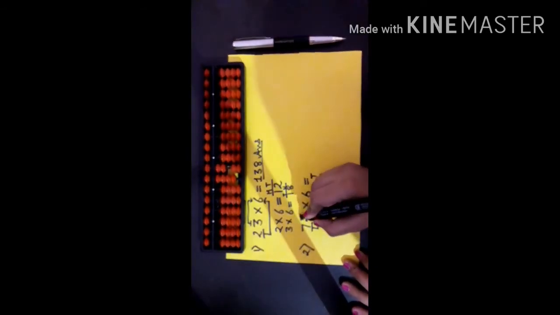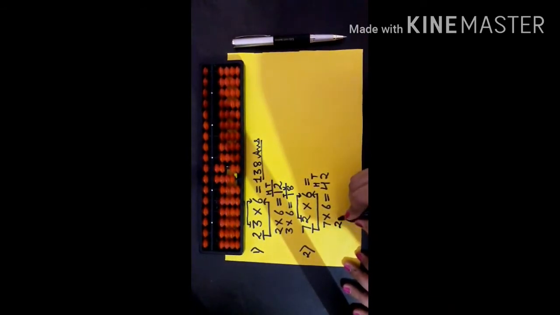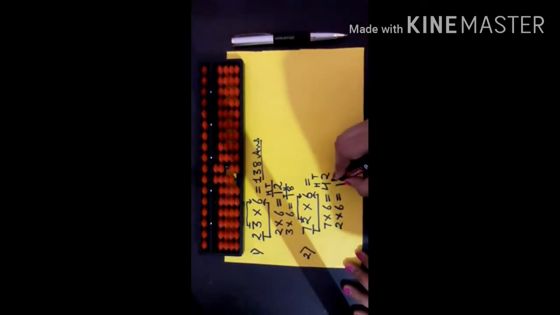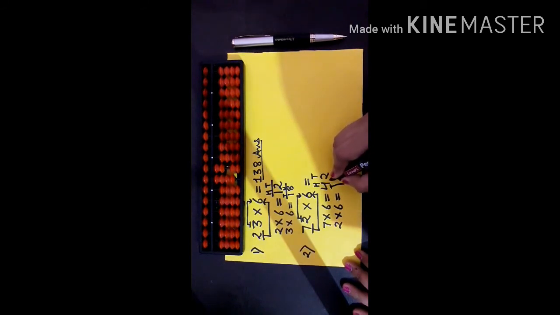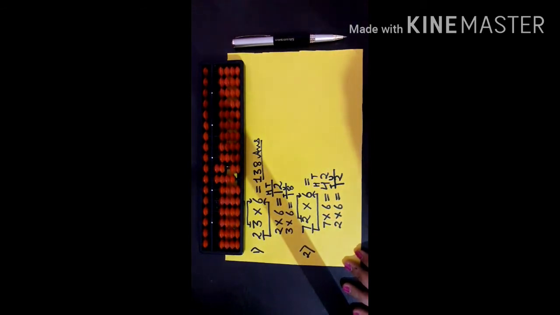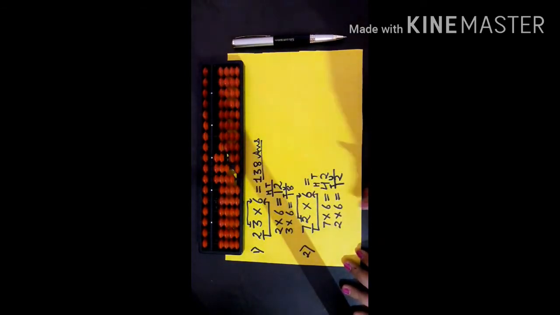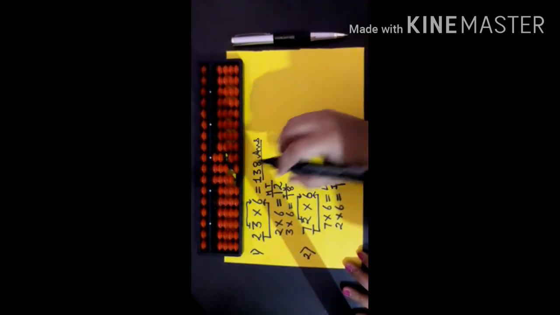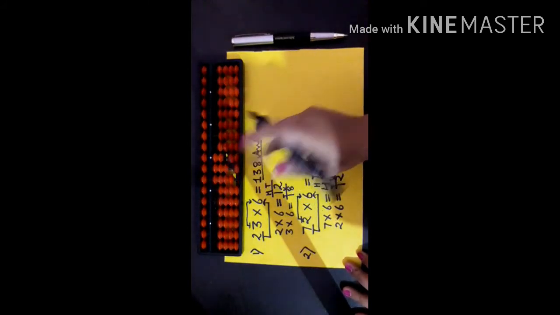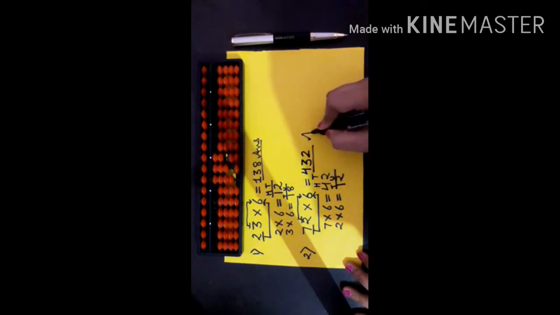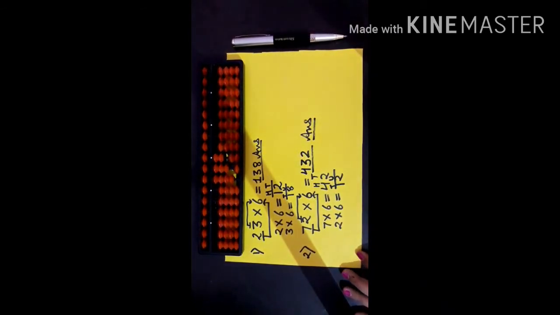Now your second multiplication: multiplication of 2 with 6. 6 twos are 12. Your first digit goes in the tens rod and second in the units rod. Please remember it. 1 in tens rod, 2 in units rod. So what is your answer? See, 4, 3, 2, and this is your answer.